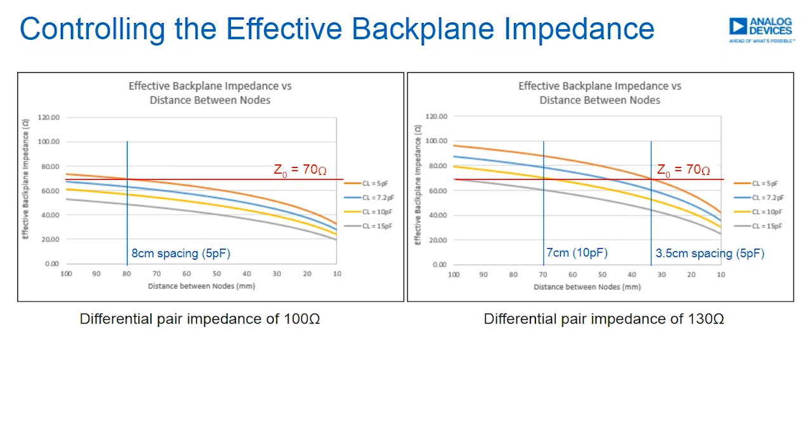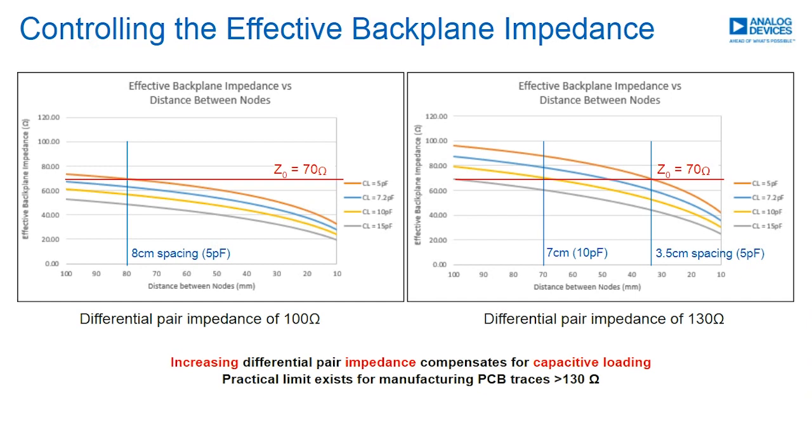So this is really the key here, is that by increasing the differential pair impedance, this compensates for the capacitive loading effect of adding modules onto the bus. Now, there is a practical limit that exists for manufacturing PCB traces above 130 ohms. So each PCB house will know what PCB trace impedance they're comfortable with laying out.